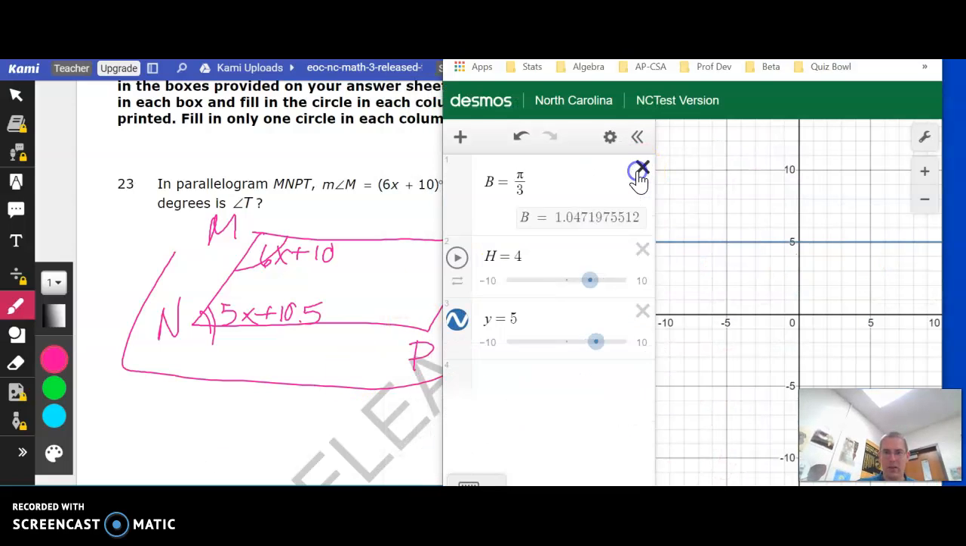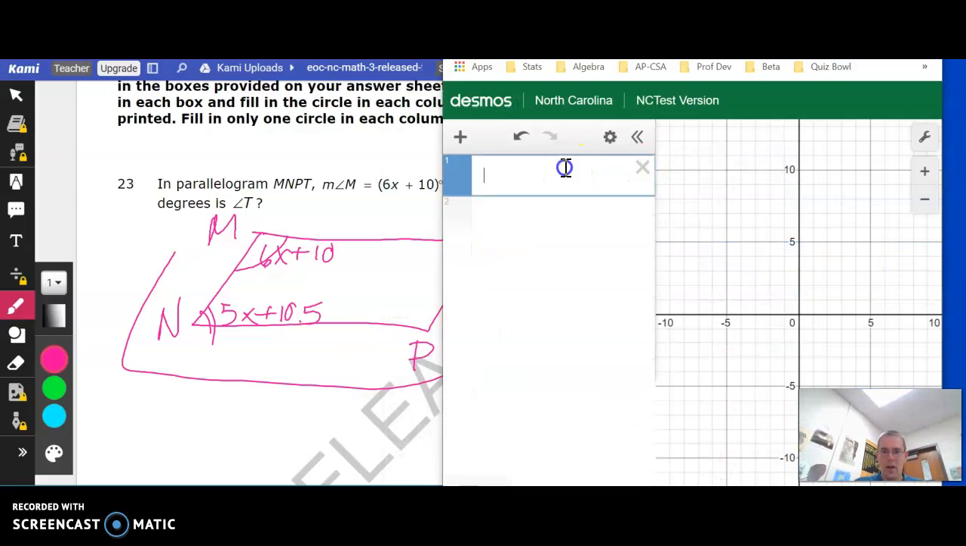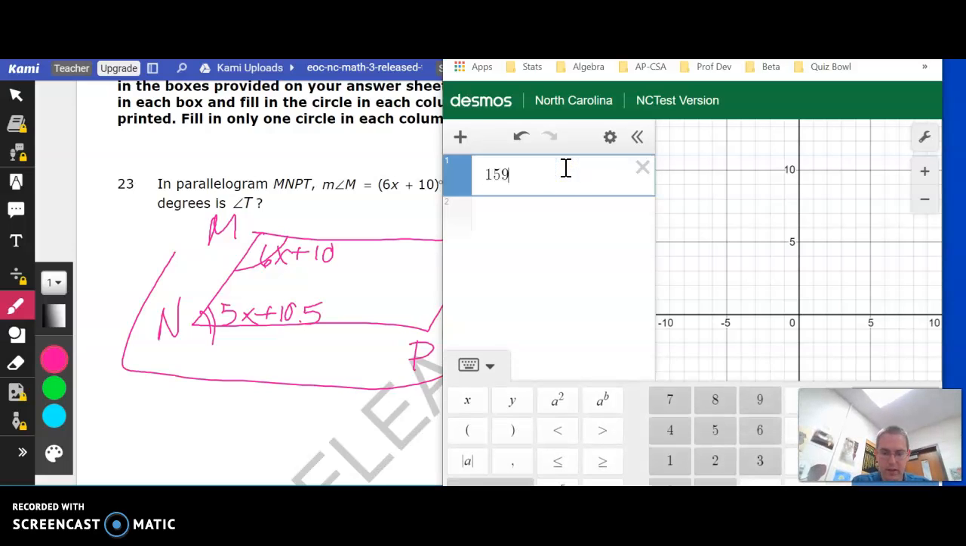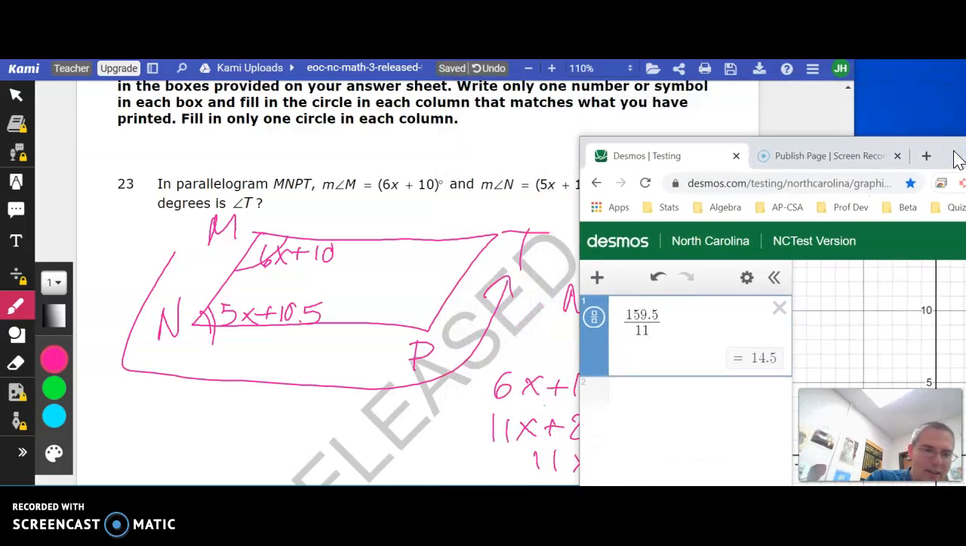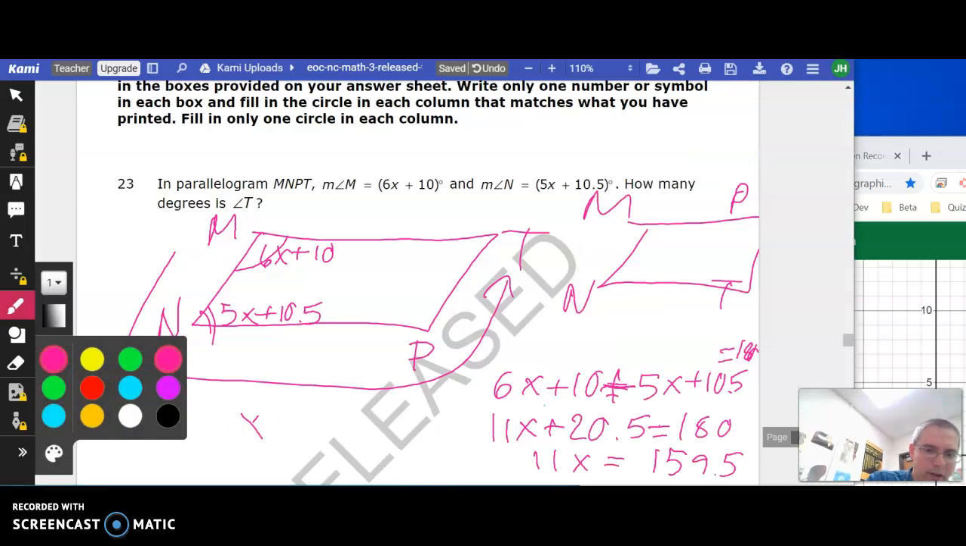Get that last math gone. 159.5 divided by 180. New divided by 11 is 14.5. So that tells me x is 14.5. Now, I feel really good and I'm about ready to go on with my life.